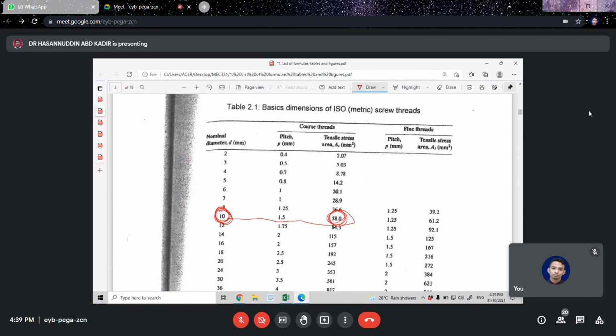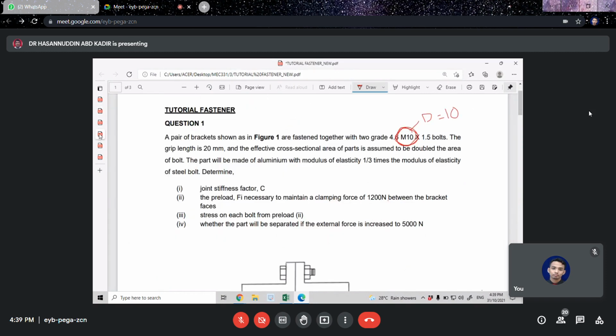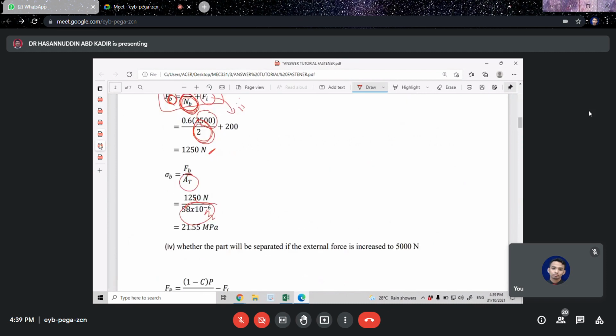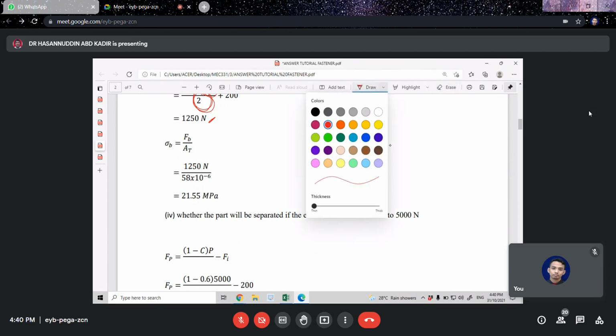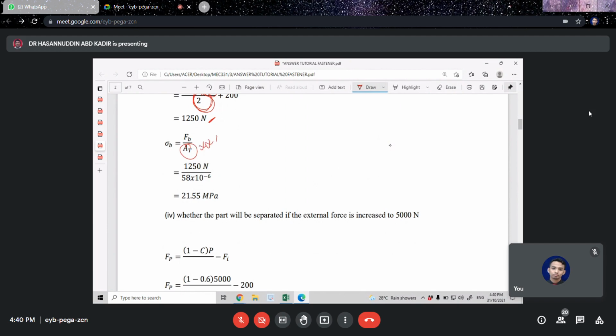So please, I say again, the At, the tensile stress area, we do not calculate. We just refer to the table. This one we do not calculate. The value of At here, we are not interested in calculating. We refer to the table.